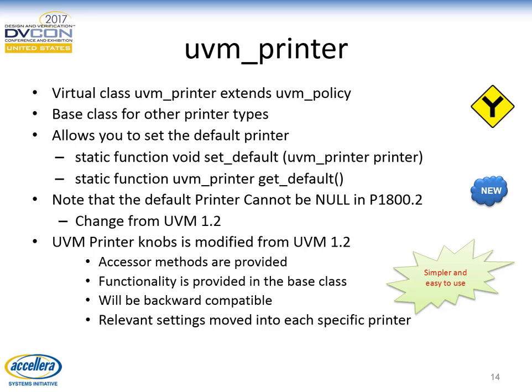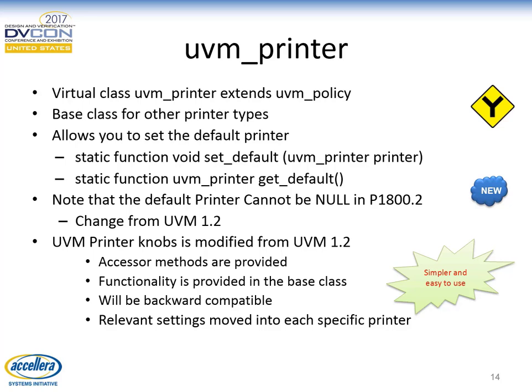Earlier, in pre 1.2, you will notice that the printer could be set to null. You could very clearly set it to null. And some simulators would be very happy, they'd quietly go along and you'd wonder why nothing is happening. The LRM in this case is very, very specific. You cannot set the printer to null. This is a change from 1.2.